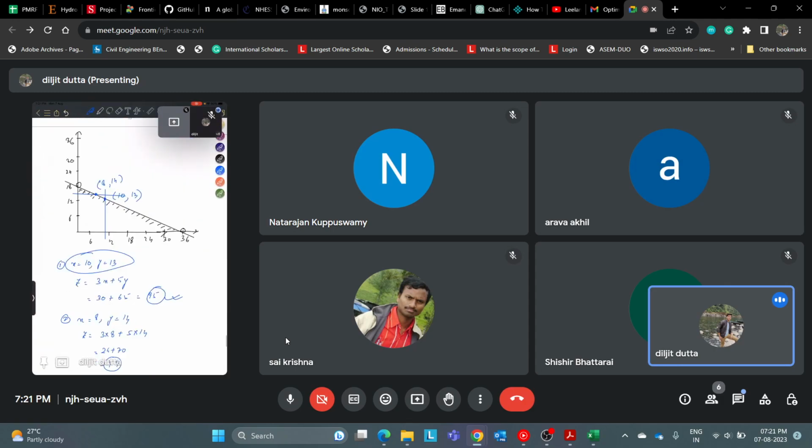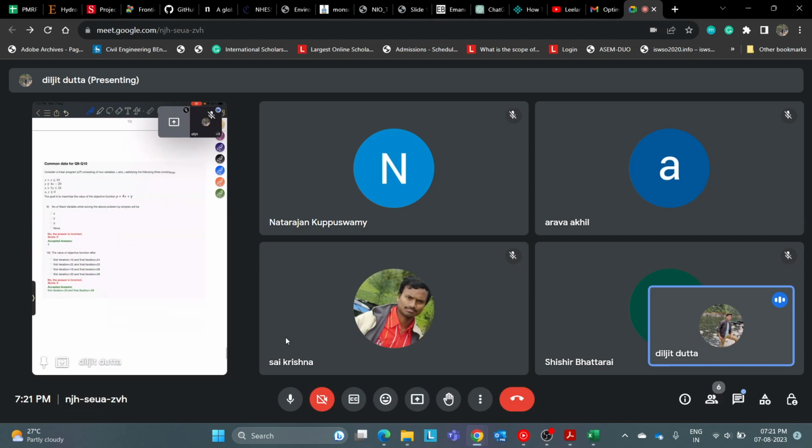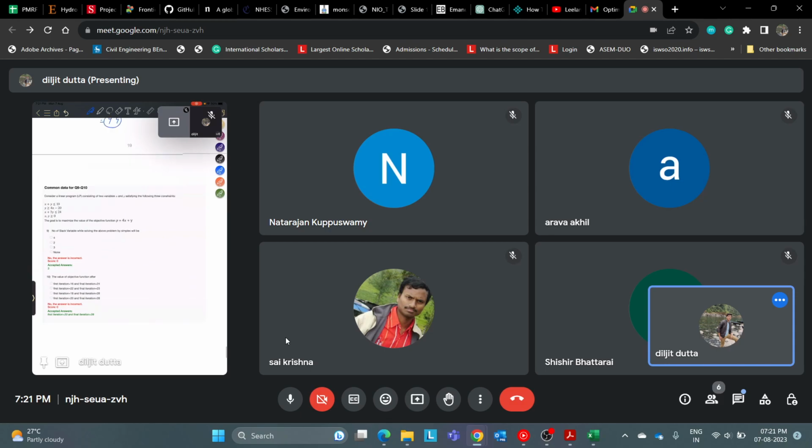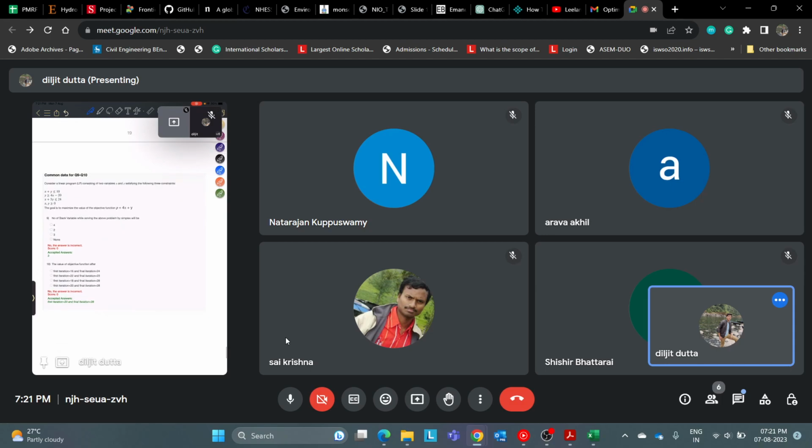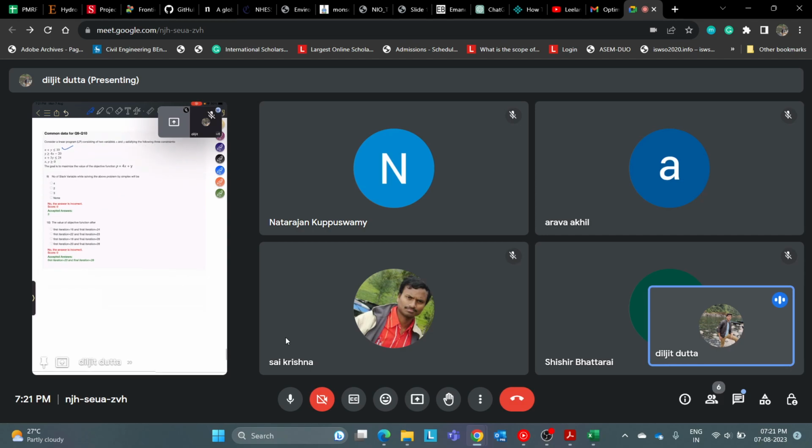So yeah, I did that using Excel solver, and we'll see the final question for today. Consider a linear program consisting of two variables x and y satisfying the following three constraints. The problem is given as x plus y less than or equal to 10, y greater than or equal to 4x minus 20. So we'll write the constraints in the proper standard form.